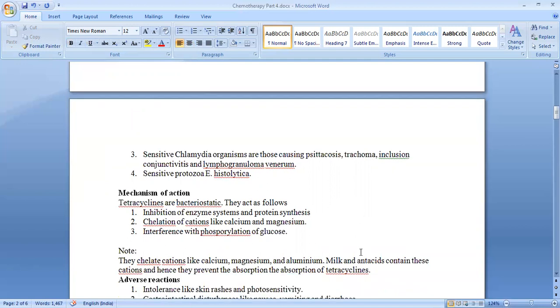So how do they exert this action? They inhibit the enzyme systems, and because of that, they stop the process of protein synthesis. Secondly, they can chelate certain cations like calcium and magnesium. So they bind to the calcium and magnesium ions, and those will get formed into a complex with tetracycline. And when calcium and magnesium is not available for the bacterial cell, it cannot grow further. So that is how they act. And also it has been found that these drugs will interfere with the reactions that involve phosphorylation of glucose. So the metabolism of glucose will not occur properly in the bacteria. Because of all these reasons, the bacteria will stop growing.